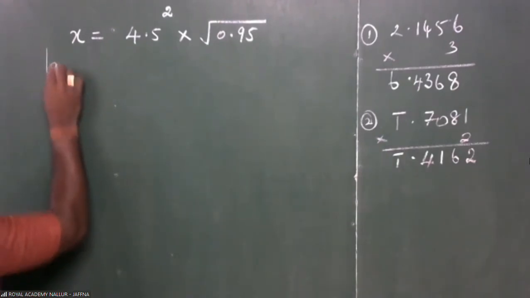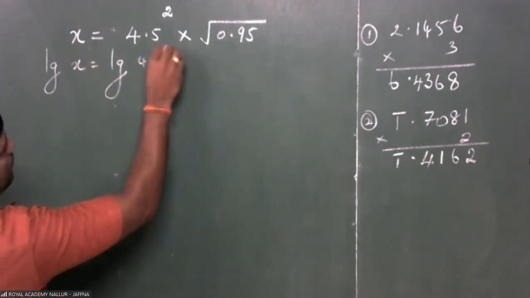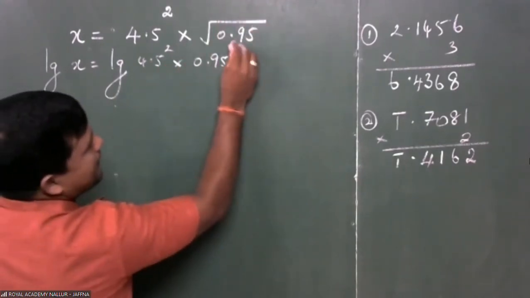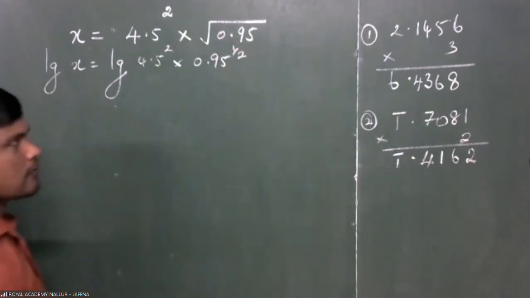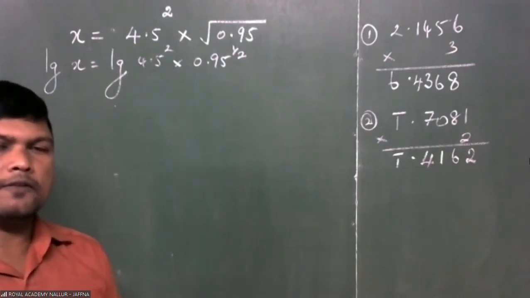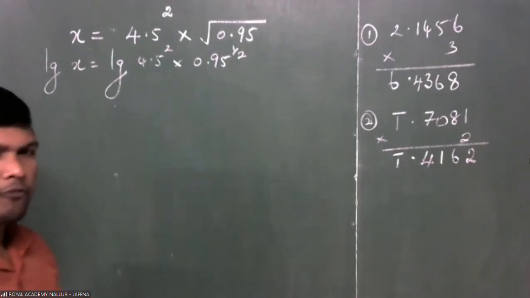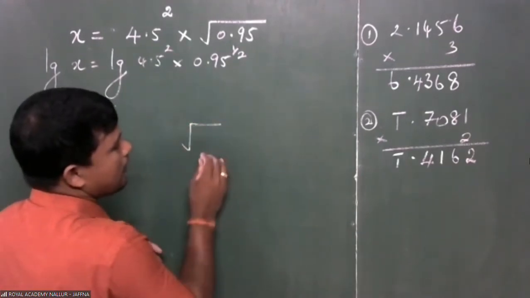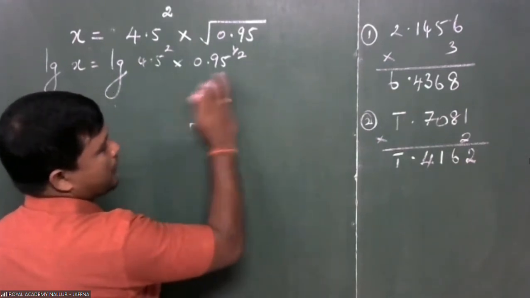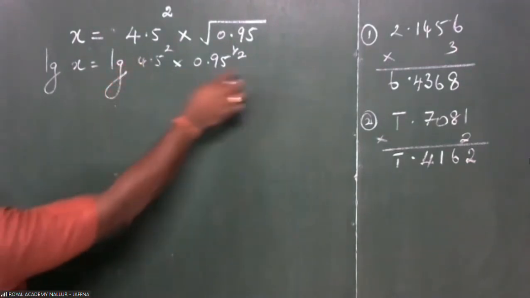Let's say log x is equal to log of 4.5 to the power 2 into 0.95. Square root means it has the index half. You know that fact. Square root means index half. Cubic root means index 1/3. Like that. Fifth root means index 1/5. You know, when you write this, square means index 2, square root means index 1/2. That is the inverse operation. Right? Okay, so consideration of logarithm is clear.